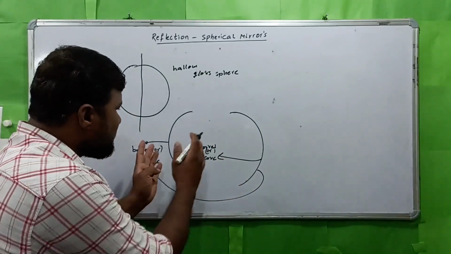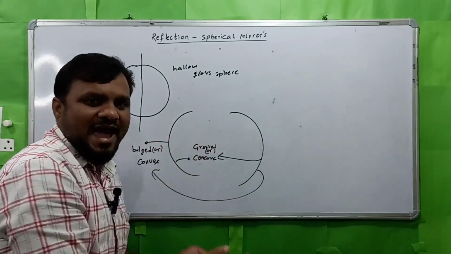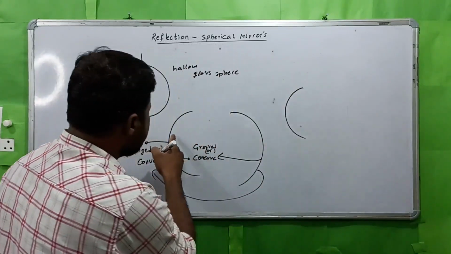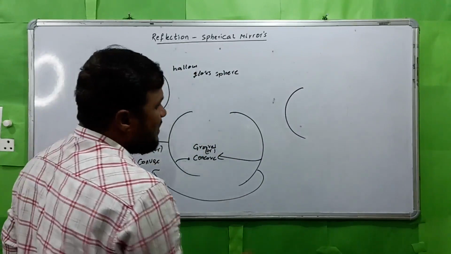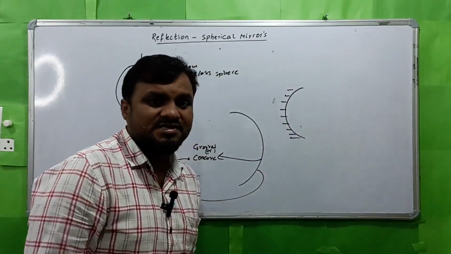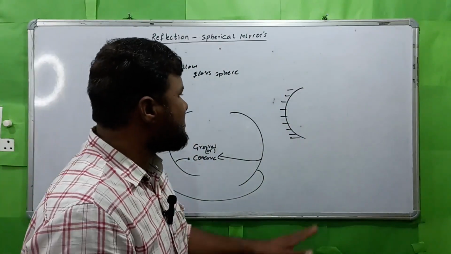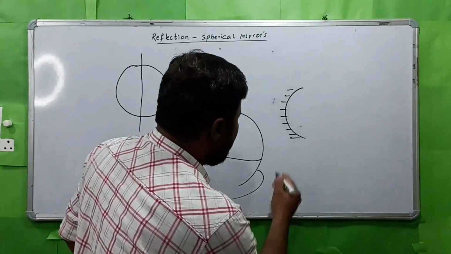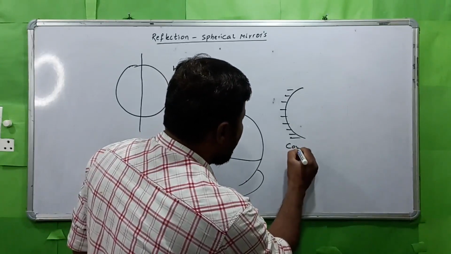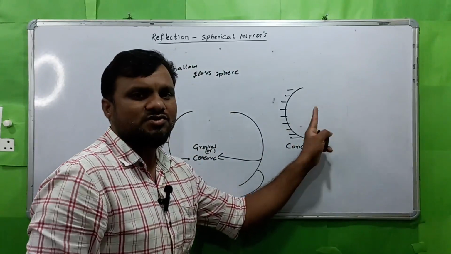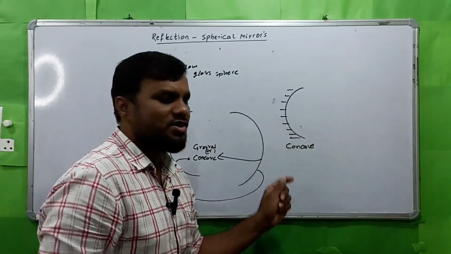Now, how do these surfaces act like a mirror? Suppose I take this side, I silver the convex side. As a result, what happened? All reflections will take place from the concave side. Now this becomes a concave mirror. All reflections take place from the concave side, so it will act like a concave mirror.